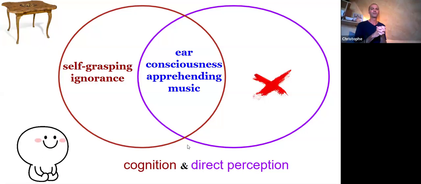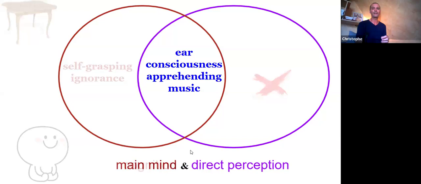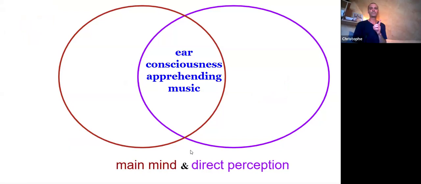Okay, so here we have cognition, which is the broadest category among minds. But if we wish to compare a main mind and the direct perception, the first common base, that still works. It's an ear consciousness, so it's a main mind, and it's a direct perception.